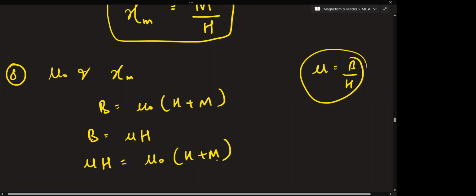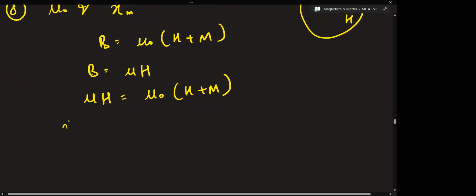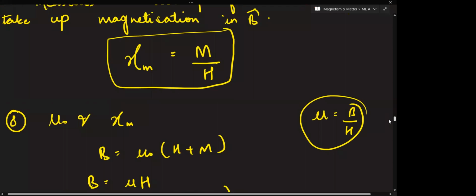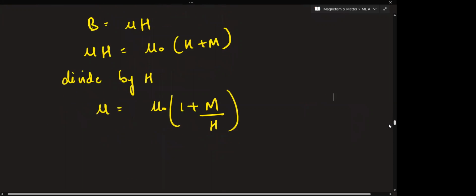Fine. So if we divide all the terms by capital H, see here only mu will be left. From here it will be mu naught times (1 plus M divided by H). Can you notice one thing? M divided by H, we have just done it. That was magnetic susceptibility. So this derivation can come.